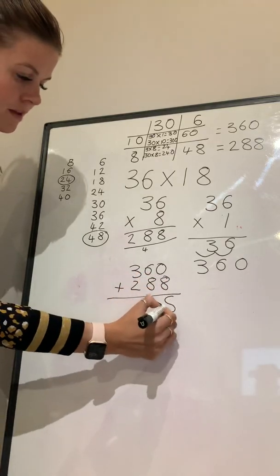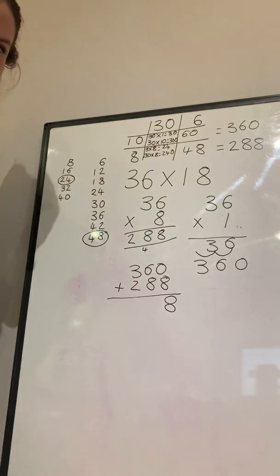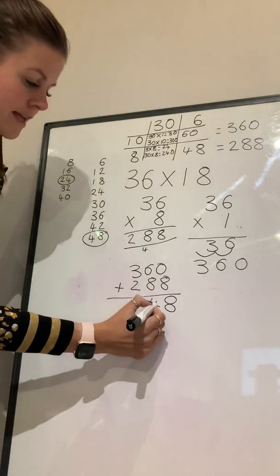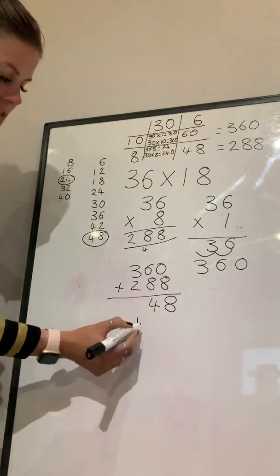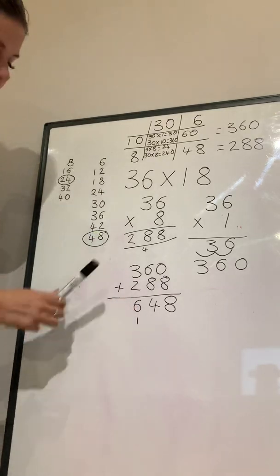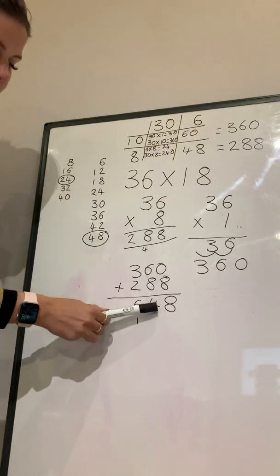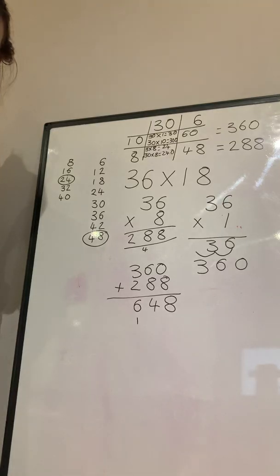Okay? 6 add 8, well, double 6 is 12, add 2 more is 14. 3 add 2 is 5, add 1 more is 6. 6 hundreds, 4 tens, and 8 ones.